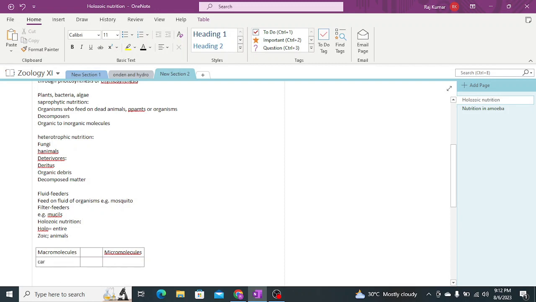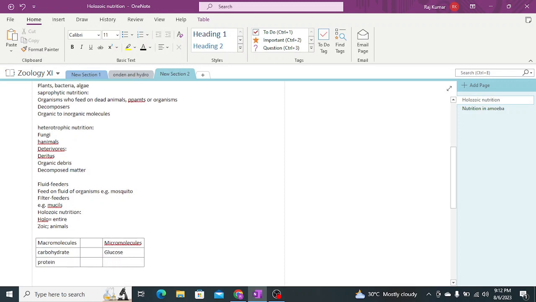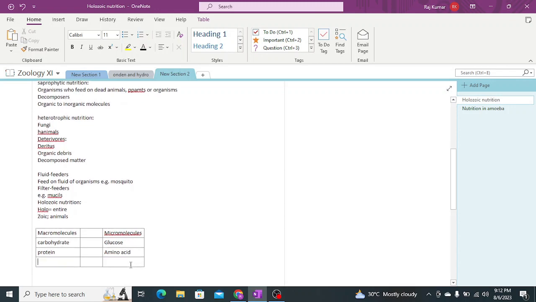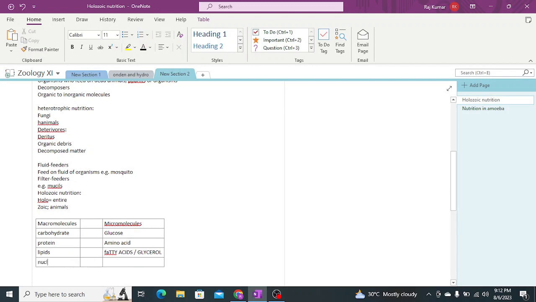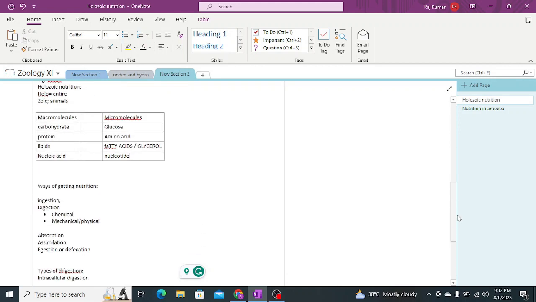Here, some macromolecules involve carbohydrates. The micromolecule of carbohydrate is glucose. After which we have protein. Protein has its micromolecule as amino acid. After which we have the lipids. Lipids have their micromolecules as fatty acids and glycerol. After which we have nucleic acid. Nucleic acid has its micromolecule as nucleotide. So this is a basic description about micromolecules and macromolecules.